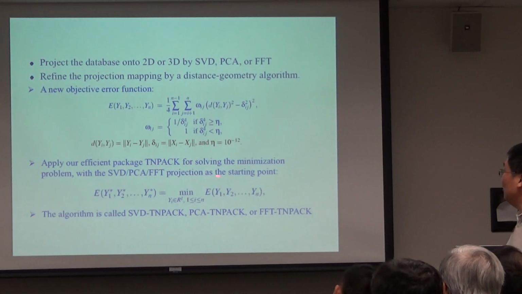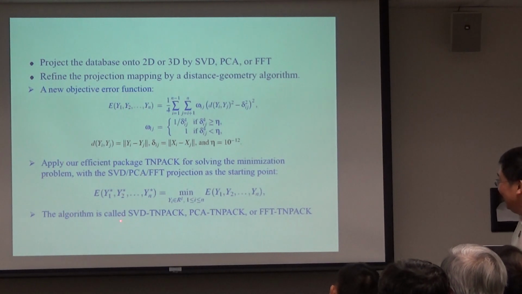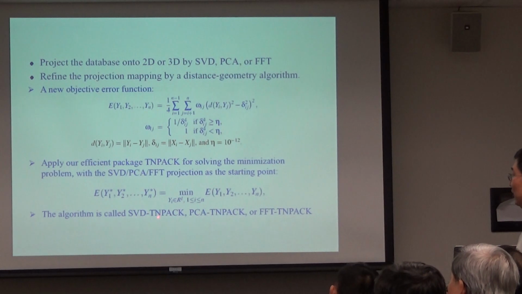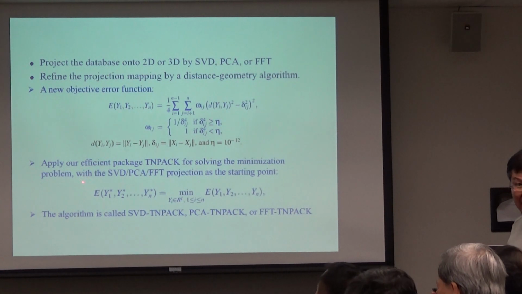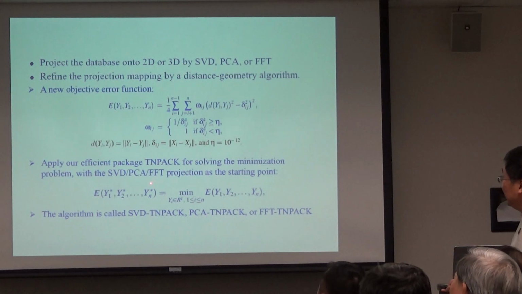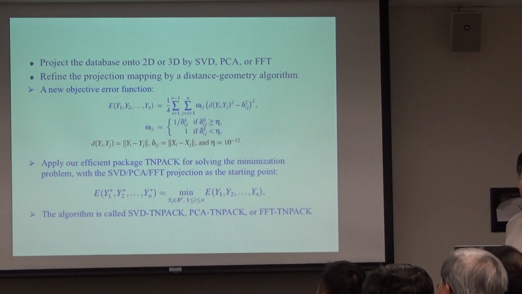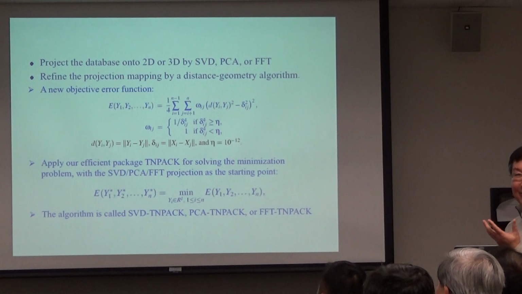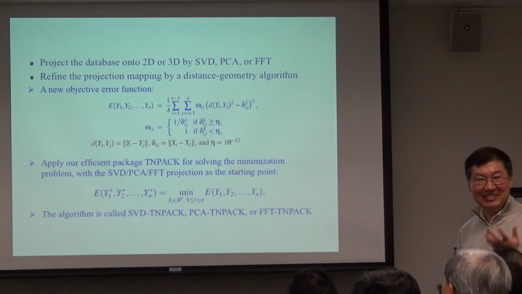And then this is a global minimization problem, so we want the best one. And then how are you going to solve it? We use what we call the Truncated-Newton Minimization algorithm. That's a package we developed, which we call TNPACK. When we generate the initial guess using SVD, we get the SVD TNPACK. If we generate the initial guess using PCA, we get that one, or FFT TNPACK. So now you have three algorithms for solving these problems. Any questions so far? That's a rough idea.